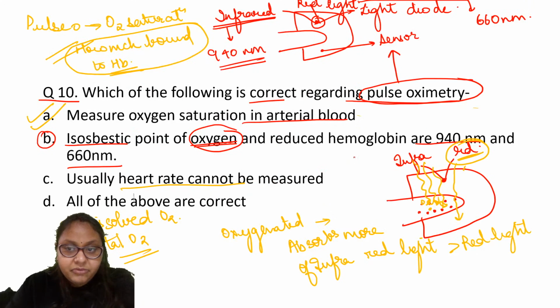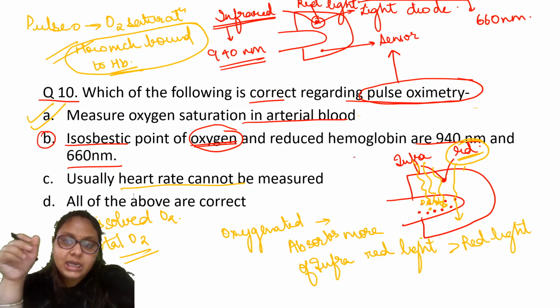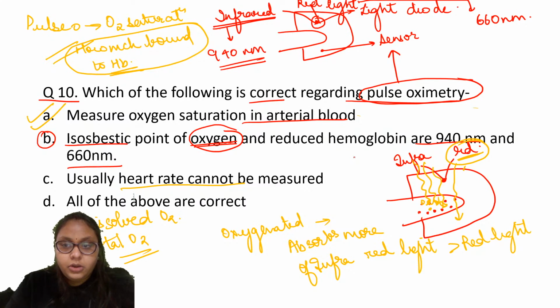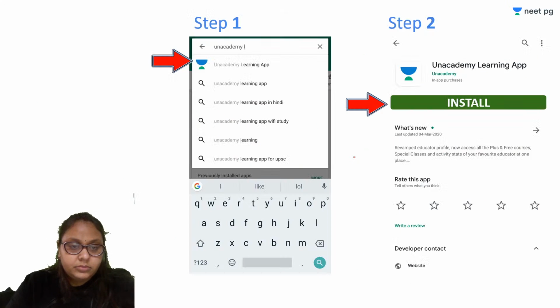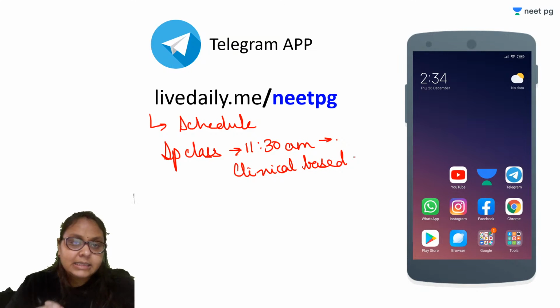Yes, it is oxy-infrared. Okay, Dr. Kunal, I'll check this point and let you know. The isobestic point of oxygen and reduced hemoglobin. I'll just let you know about this. I'll post it in the group, in the Telegram app.